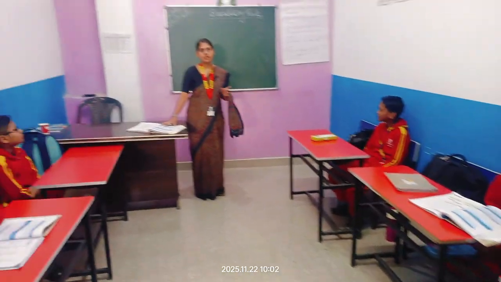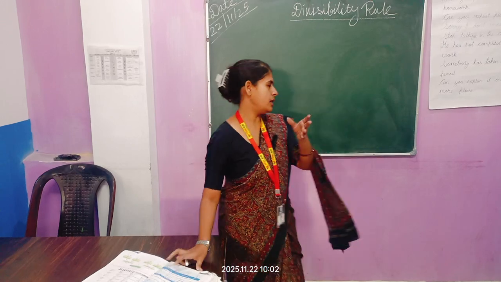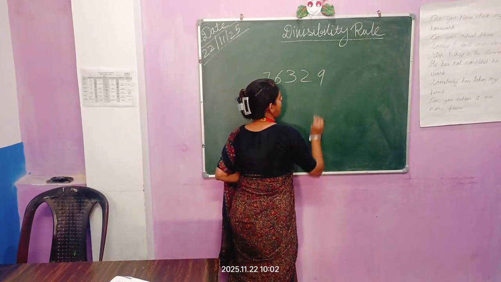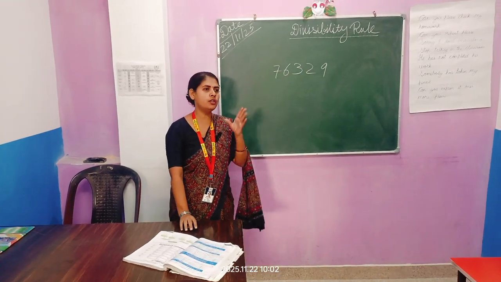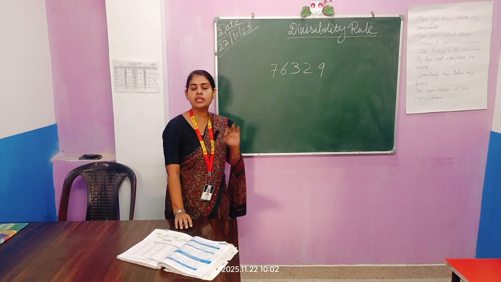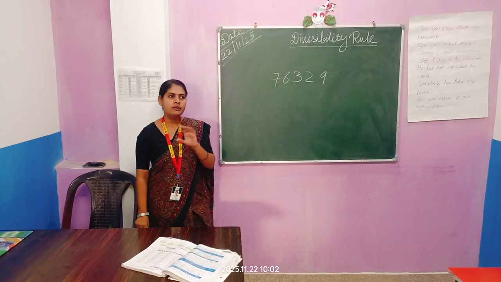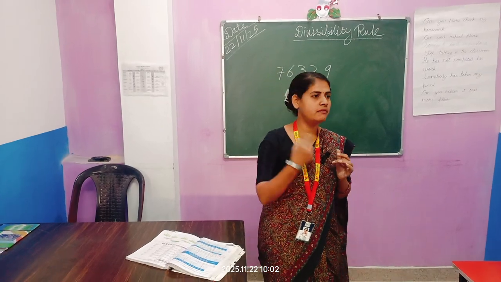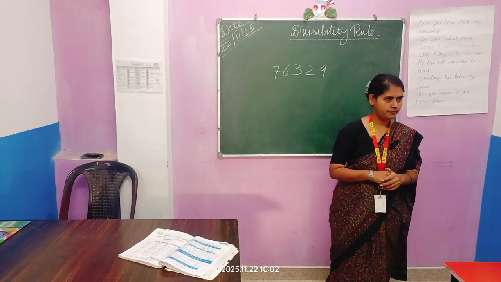With this divisibility rule, you can understand which number is divided by which number. For example, if I give you a number and ask, is it divisible by 2 or not, how can you find out without solving it? There are some divisibility rules which help you know which number is divided by which number. So we start from 2.